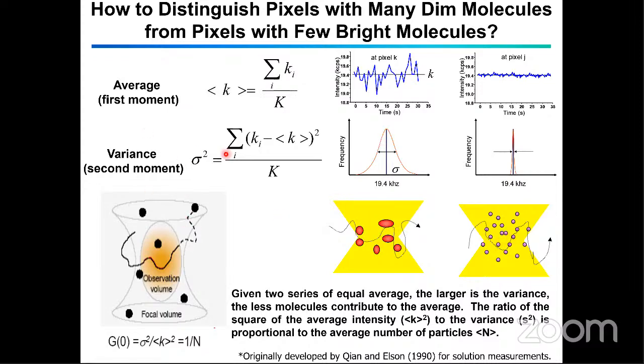So here we can already make a distinction. Given two series of equal average, the larger the variance, the fewer molecules contribute to this average. And the ratio of the square of the average intensity to the variance is proportional to the number of particles. So this is again how we can get the number of particles or the concentration in our region of interest.